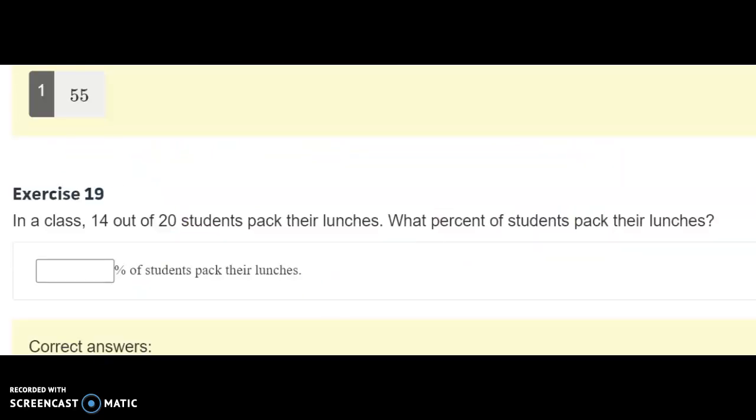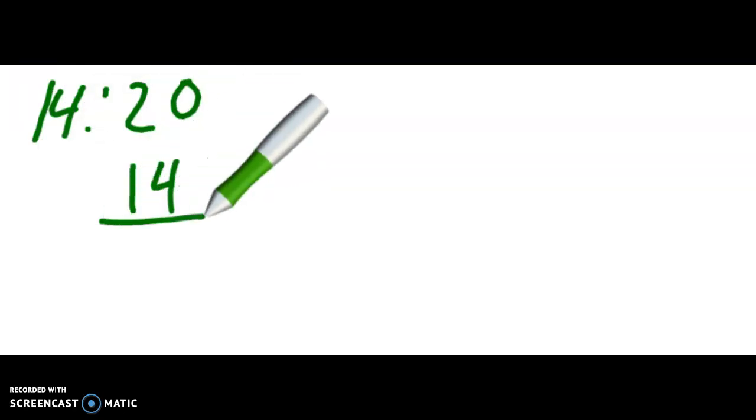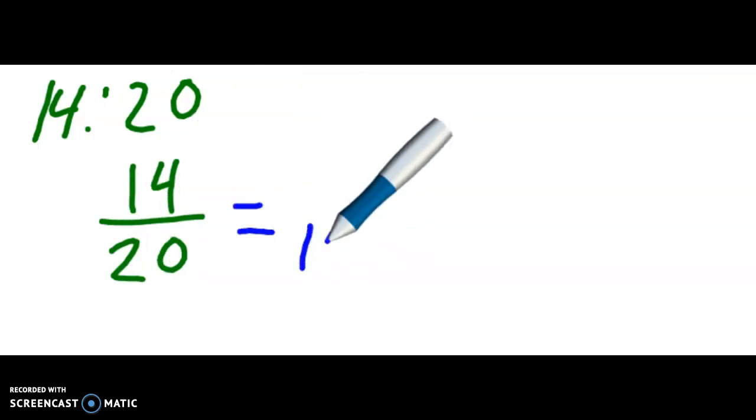We have a math class, and 14 out of 20 students pack their lunches. What percentage of students pack their lunches? So it could be written as 14 out of 20, or it could be written as a fraction this way. Now what we need to do is get it to a percentage, so we need to find out how much is it of 100.